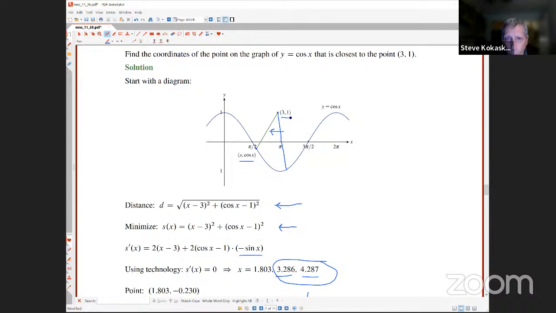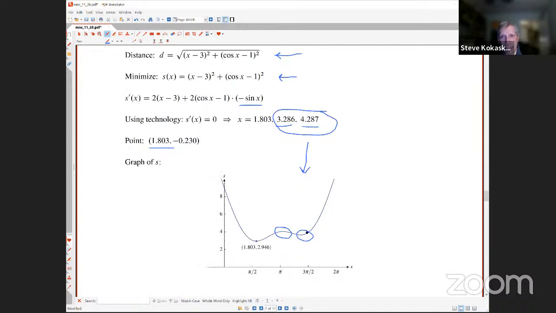The other one is 4.2. That's about right here. Well, that's close. It almost looks like the same distance. And if you take a peek down here, well, that's pretty darn close, isn't it? Yeah. I look at the y values.